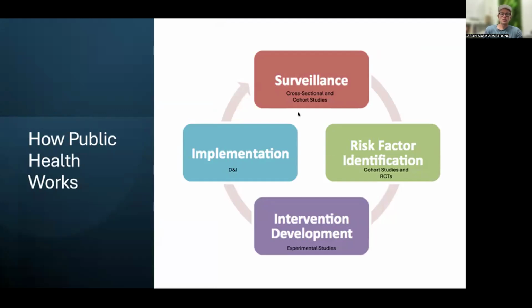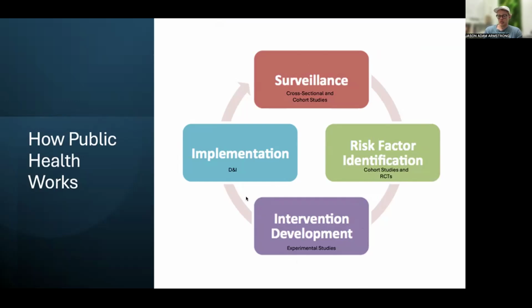So in any case, this demonstrates how public health functions, right? First, we surveil. We look at cross-sectional studies and cohort studies, and we see what's happening in the population. Through that process, we identify risk factors, right? Some partly also through cohort studies and then randomized controlled trials. In those randomized controlled trials, especially, we start to develop interventions. We start to see what works. What are the risk factors for the health outcome that we're interested in? How do we intervene and either treat that health outcome or prevent that health outcome?